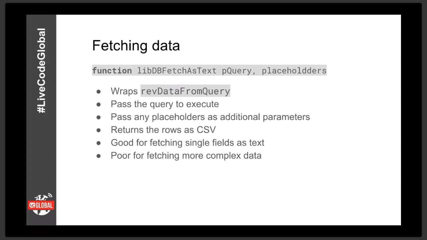So finally, we want to actually get data from the database. So we use libdb fetches text, which is a wrapper around rev data from query. And like before, you pass the query directly and any placeholders that you want. And what this will do is return the data or the rows as CSV. This is good for fetching a single piece of text, maybe give me the title of a given note or give me the edited date of a given note, but it's not very useful if you want to fetch more complex data, for example, data that contains commas or returns, because that will break our CSV format.